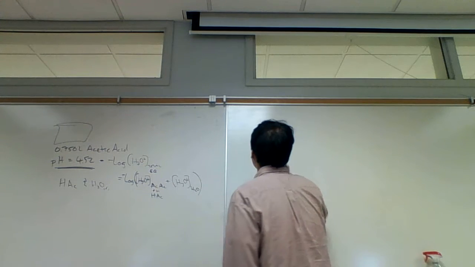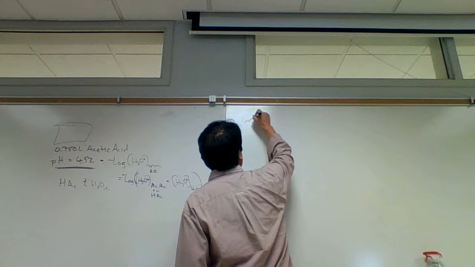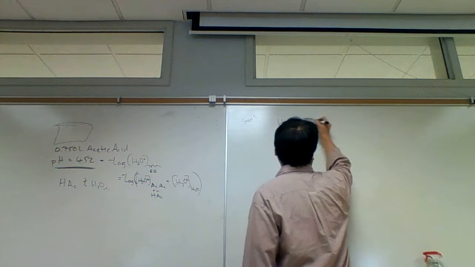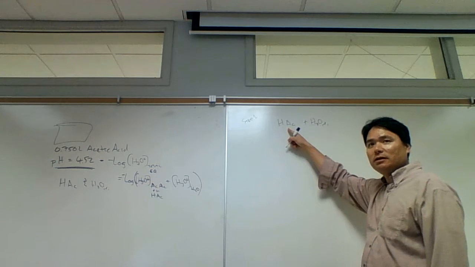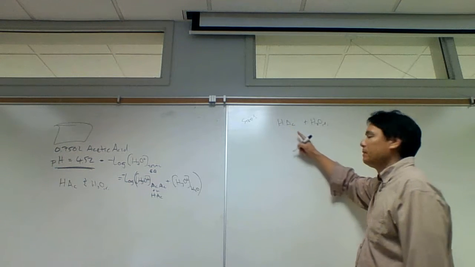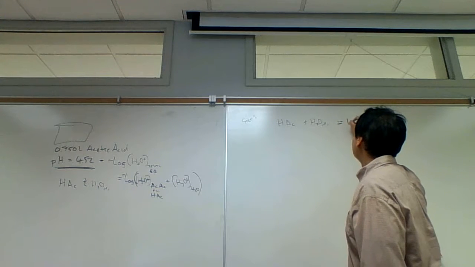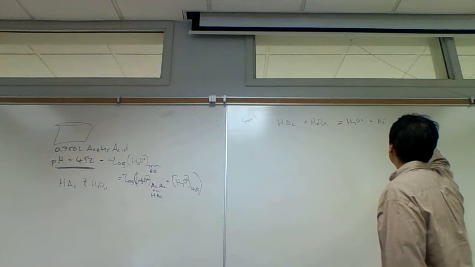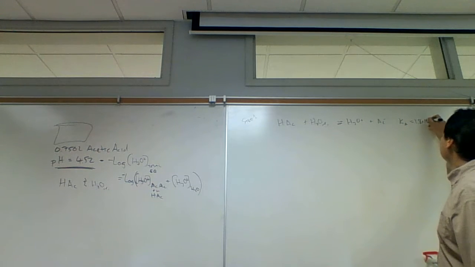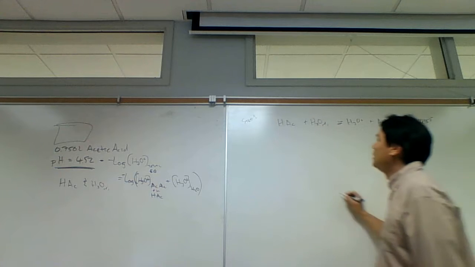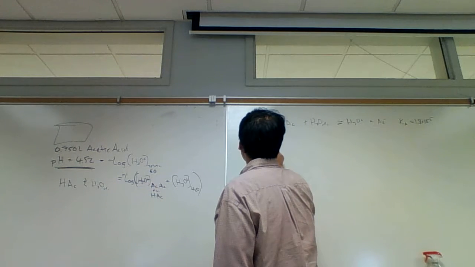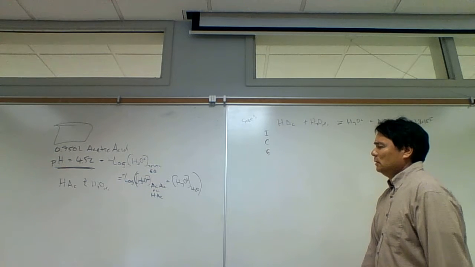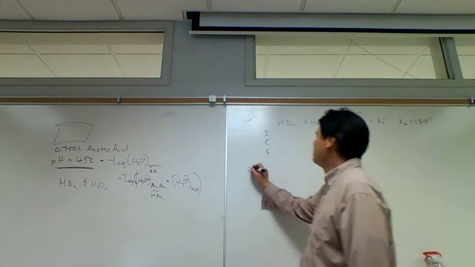Because I have acetic acid, step one would be the acetic acid plus water. This is going to give us hydronium and acetate. Ka for this is 1.8 times 10 to the minus 5. We can look that up in the book. And so we go through and figure out the ICE table for this, and then we go on to step 2.